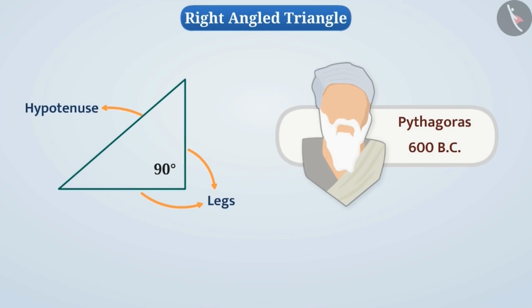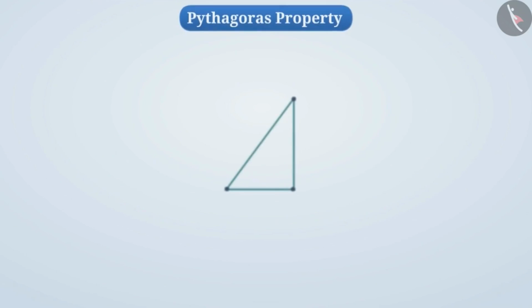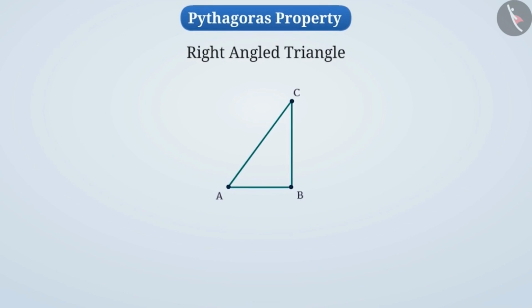Pythagoras, a great mathematician and a famous philosopher of the 6th century, discovered an important property related to the hypotenuse and the remaining sides of the right angle triangle, known as the Pythagoras property. Let's understand this property. Here is a right angle triangle ABC with the measure of the hypotenuse AC as 5 cm, and among the remaining sides, AB measures 3 cm and BC measures 4 cm.